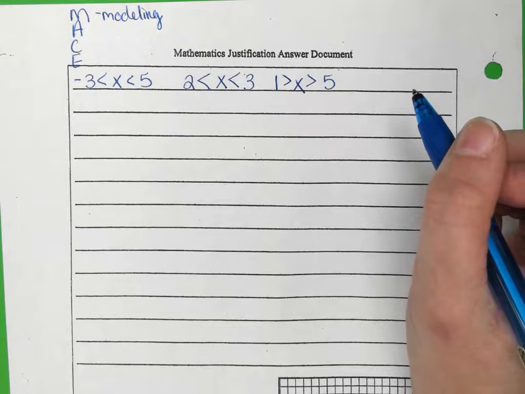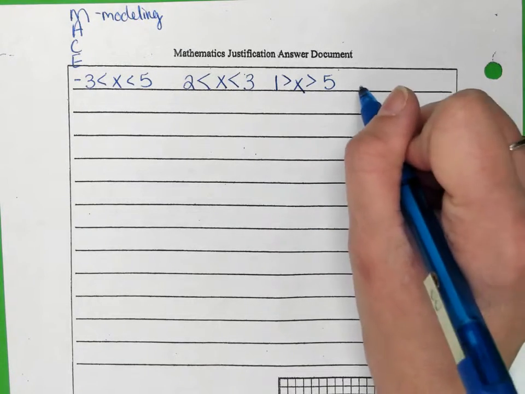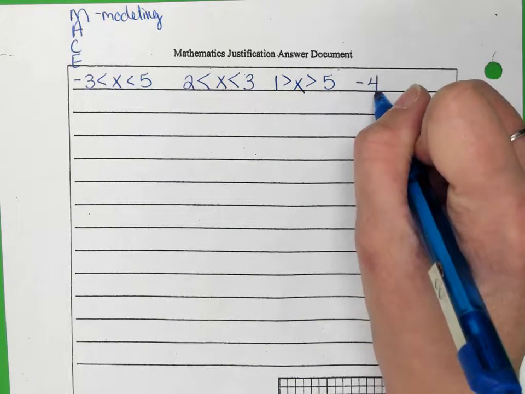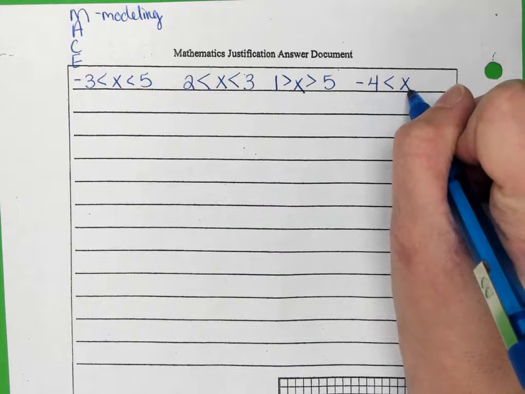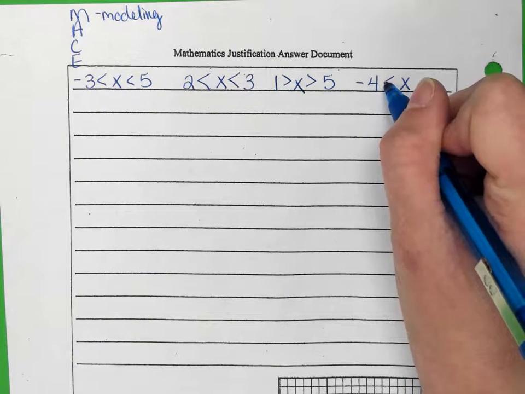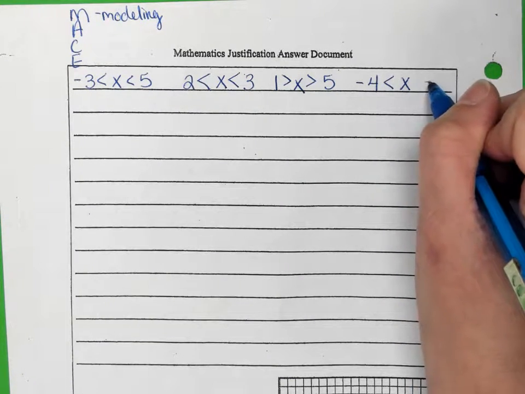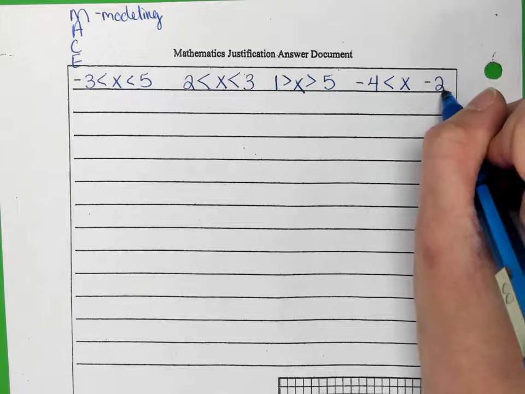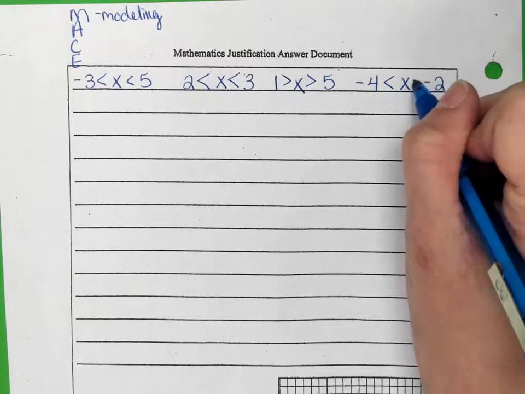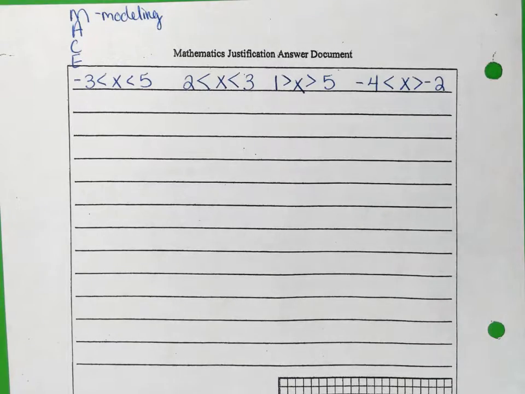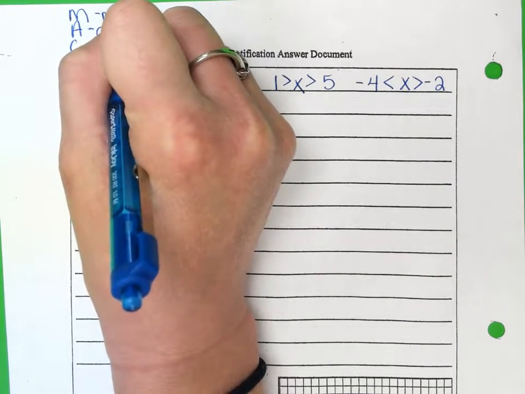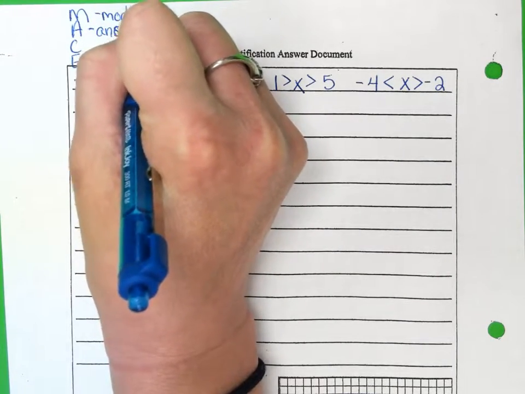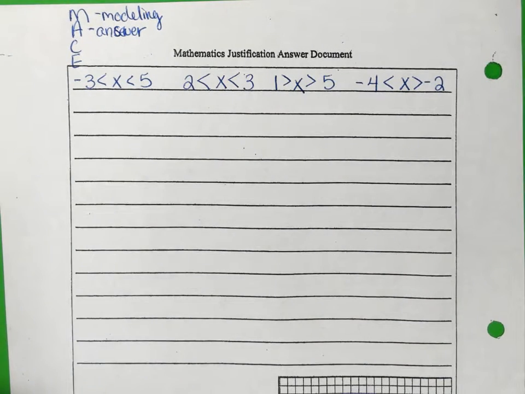All right, what about the next one? What's the smallest number on that one? -4. That mouth is closed to the -4. So I'm going to keep it closed to -4. All right, what's my other number? -2. And that mouth is closed to the -2. So now that they're all written the same way, let us answer our question.